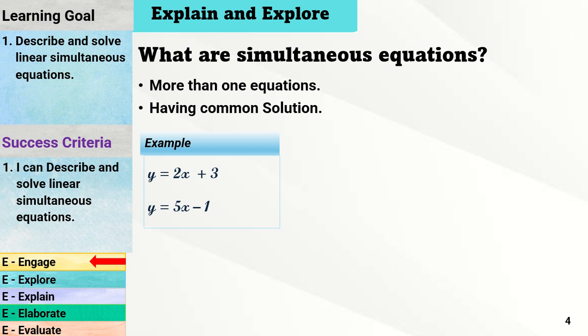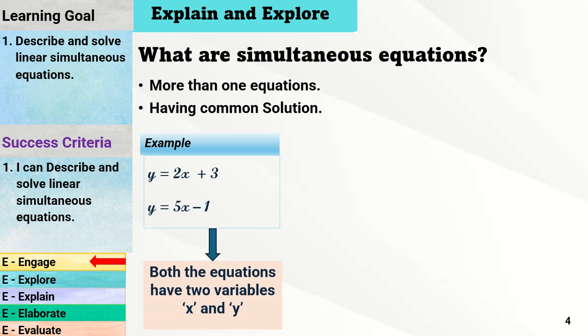There are two examples on the screen: y equals x plus 3 and y equals 5x minus 1. If you look at both of these equations, you will find something common in them. They both have two variables, x and y. Now, these kinds of equations are hard to solve because of the presence of two types of variables.